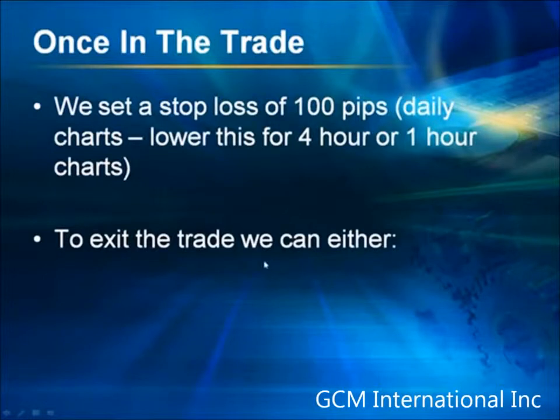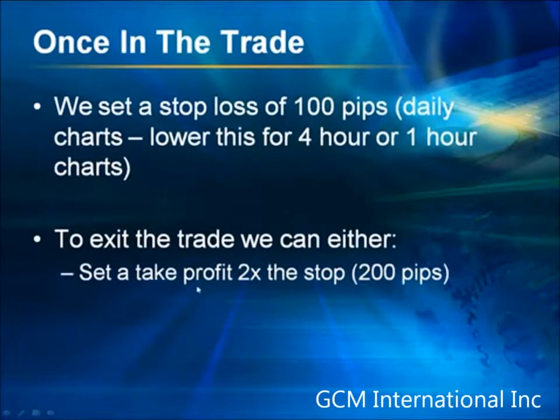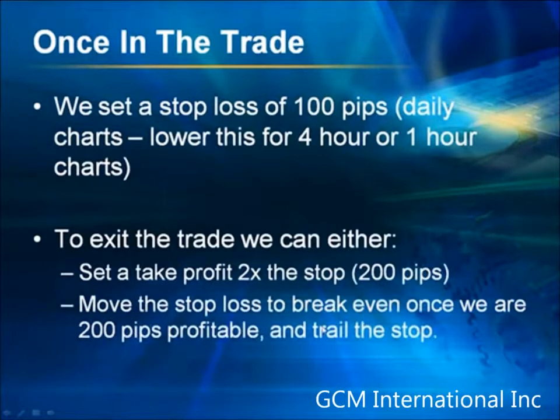And we can exit the trade in one of two ways. We can either set a take profit to 2 times the stop. So if we were trading the daily charts, we would set it to 200 pips. Or we can move the stop loss to the break-even point once we are 200 pips profitable and trail the stop at 200 pips. When you're starting out, again, the 2 times the stop method is the simplest way to do it. As you gain more experience, you might want to trail your stop. It can help you gain more profits.